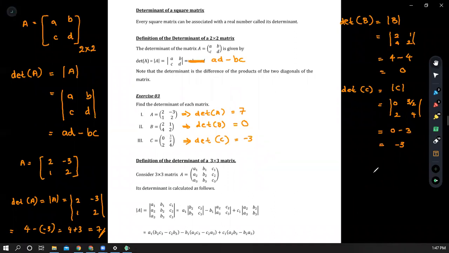Therefore, we can use this technique to get the determinant for a 2 by 2 matrix. And now we will see how we can extend this method to obtain the determinant of a 3 by 3 matrix.